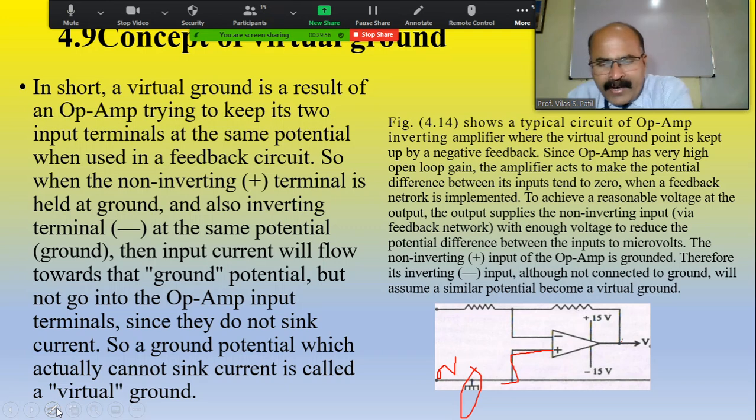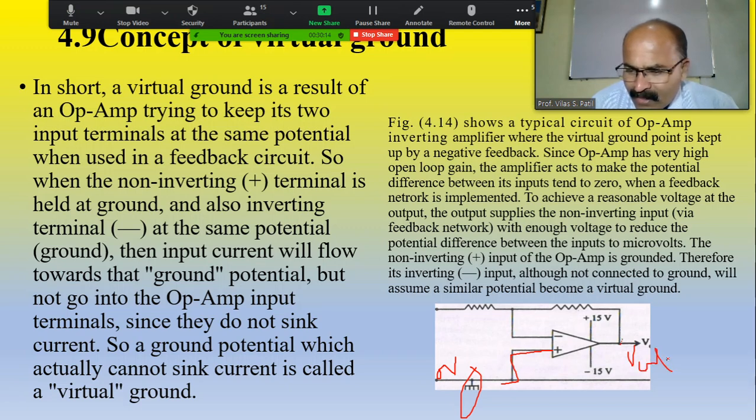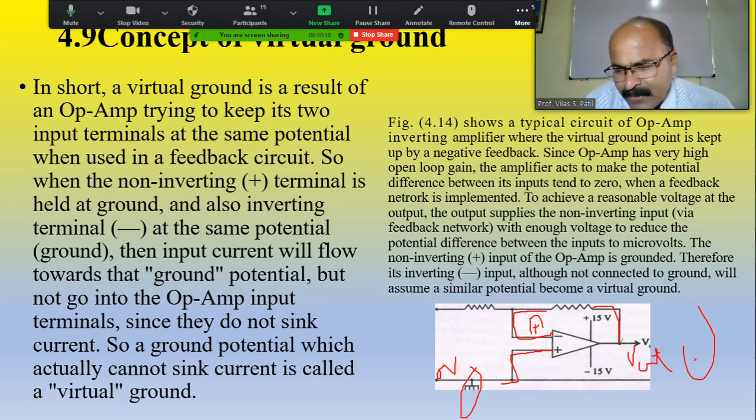See here, friends, the non-inverting input is grounded, and the output voltage is fed back through resistance to the inverting input. That is negative feedback, because if a positive half cycle is observed here, we will be observing a negative half cycle.